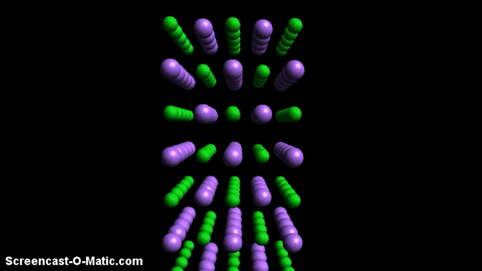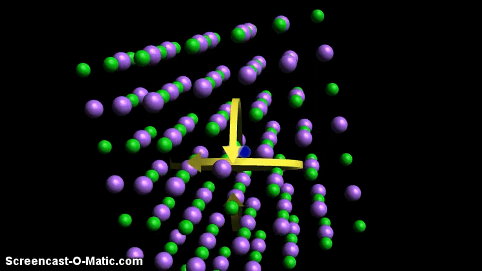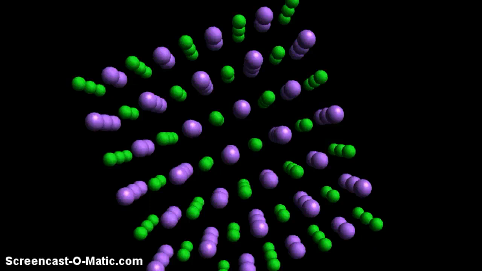Here's sodium chloride. Chlorine is shown in green and sodium is shown in purple. Chloride is a negatively charged ion and sodium is a positively charged ion. When you look at this substance, you can see that it's an ordered compound and it's kind of difficult to look at. You get lost after a while looking at all of these balls orientated in space.